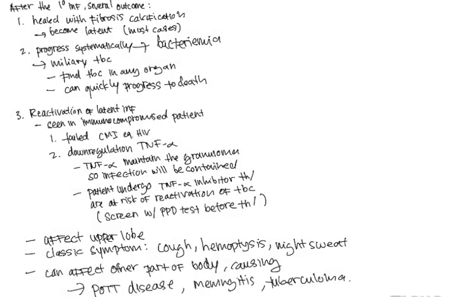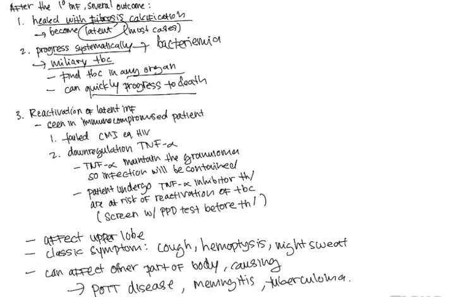So after the primary infection, several outcomes can happen. Either it can heal with fibrosis and calcification and become latent. These are the most cases, right? Secondly, it can progress and spread systemically, becoming bacteremia, and this is called miliary tuberculosis. So you can find mycobacterium in any organ, and this can quickly progress to death. So this is very lethal.